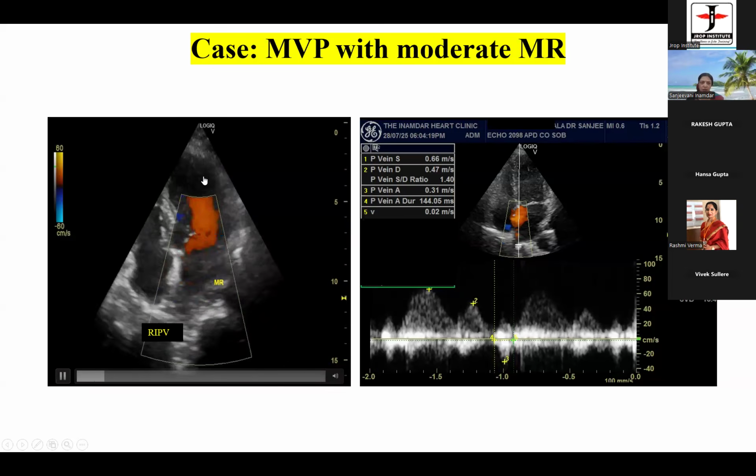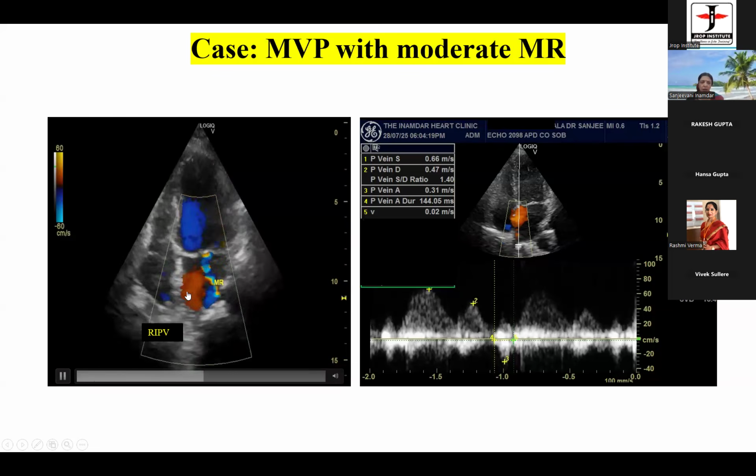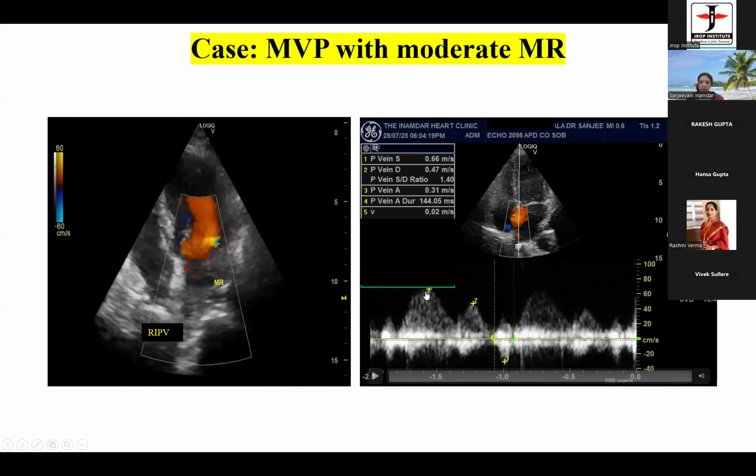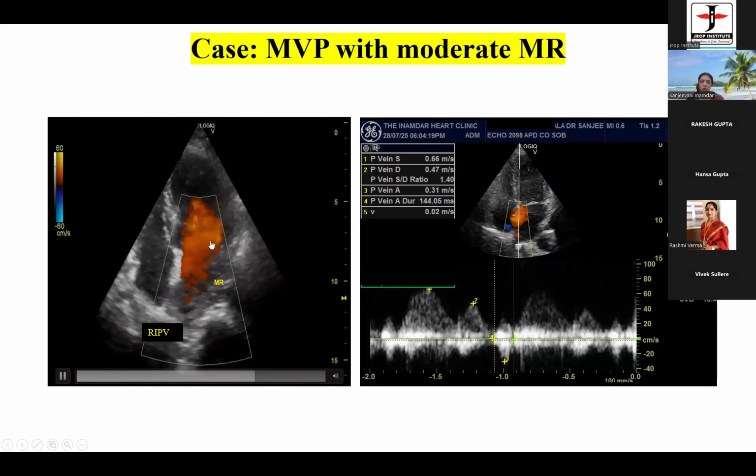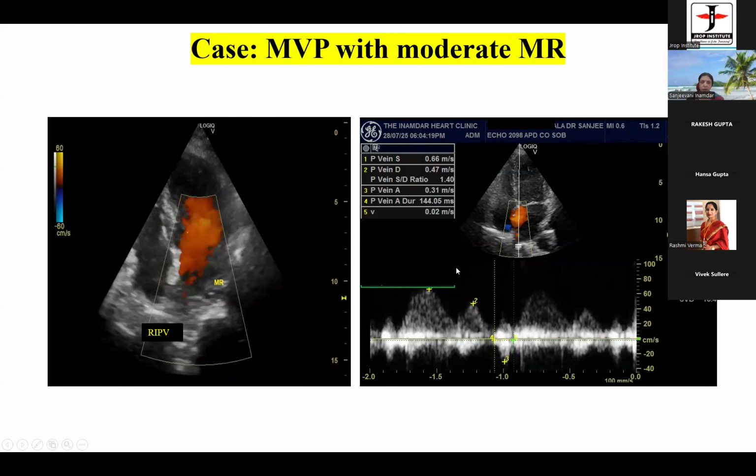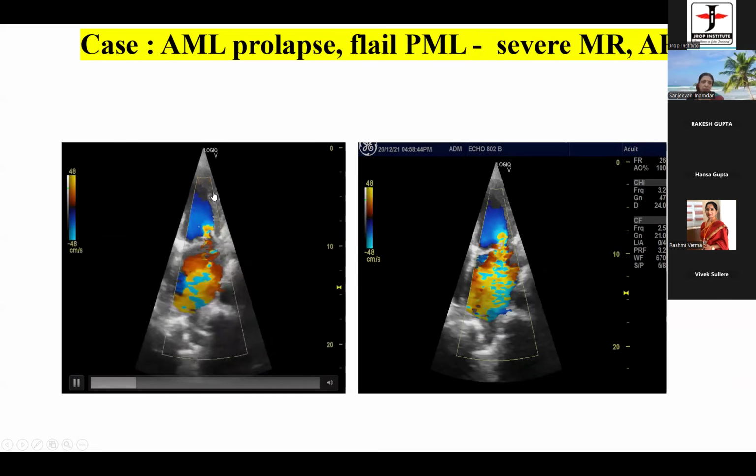So this is a good LV activity, a small LA, compliant, and that is why S and D are absolutely normal, even though the MR is moderate, mild to moderate. But look at this case. This is again, sir, my own cases. I'm very grateful to you to teach me all this.